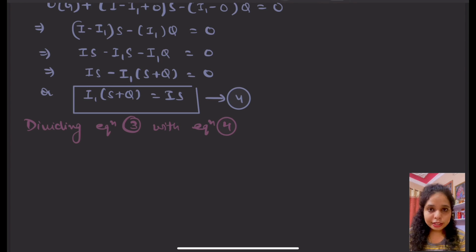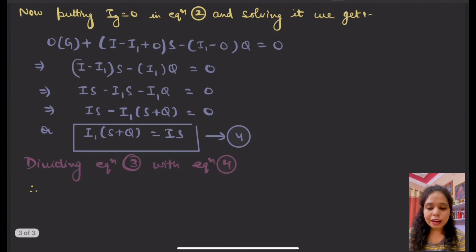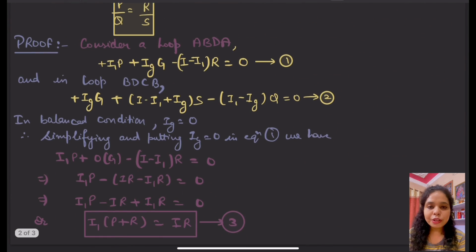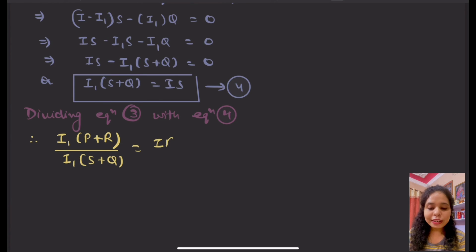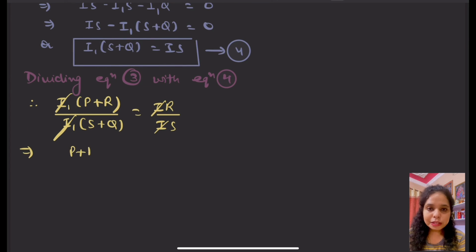So equation 3 is I1 into P plus R. I1 multiplied by P plus R divided by I1 S plus Q, which is the left hand side of the fourth equation, is equal to IR, which is the right hand side of the third equation, divided by IS. Now cancelling out I1 and I, we are left with P plus R upon S plus Q is equal to R upon S.